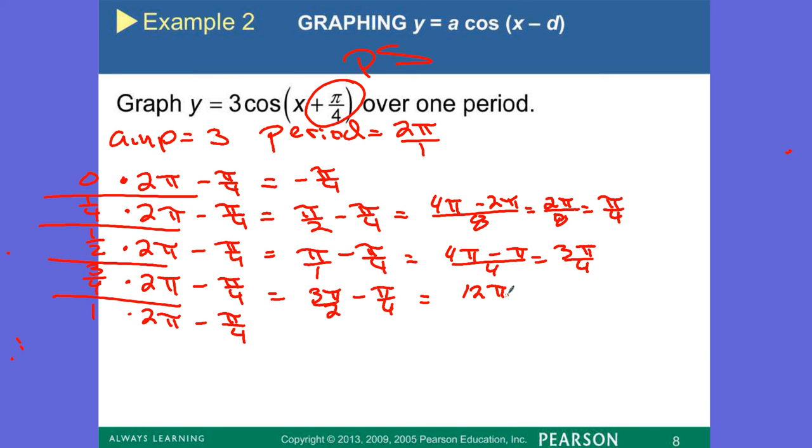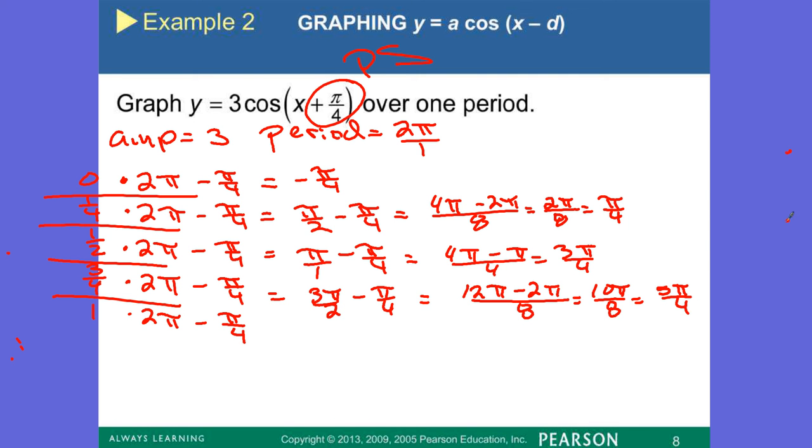So 3 pi over 2 minus pi over 4 is going to give me 12 pi minus 2 pi over 8, which gives me 10 pi over 8, which reduces to 5 pi over 4. Yay, we did it.